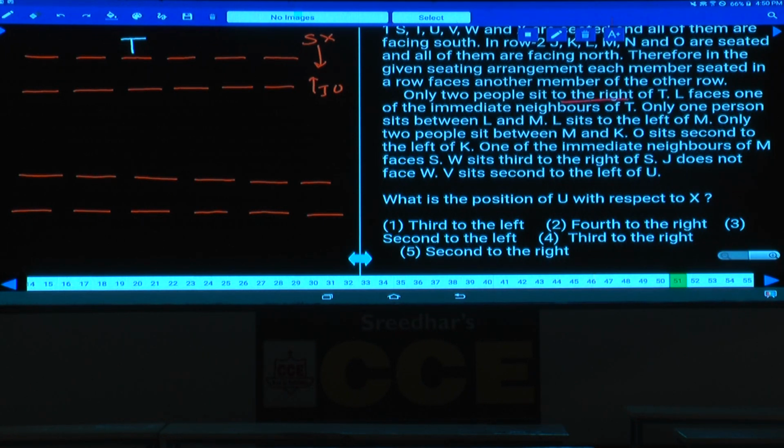L faces one of the immediate neighbors of T. As L faces one of the immediate neighbors of T, tell me how many possibilities do we have? 2 possibilities. Now, L can be here, or what is the other possibility here? If T is here, L can be here. There are 2 possibilities. L faces one of the immediate neighbors of T.